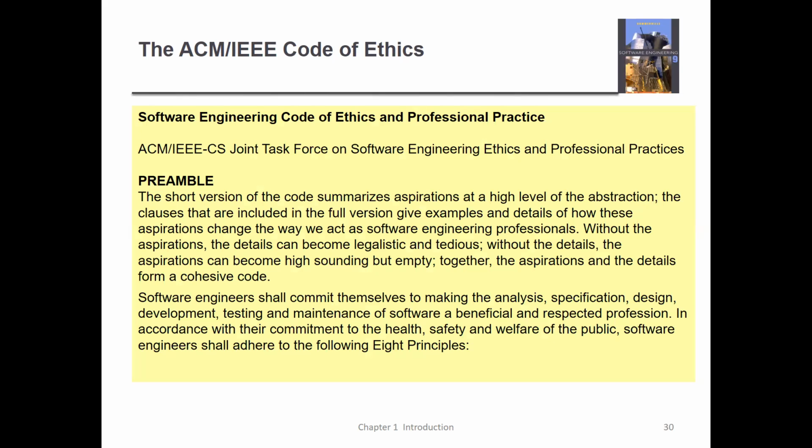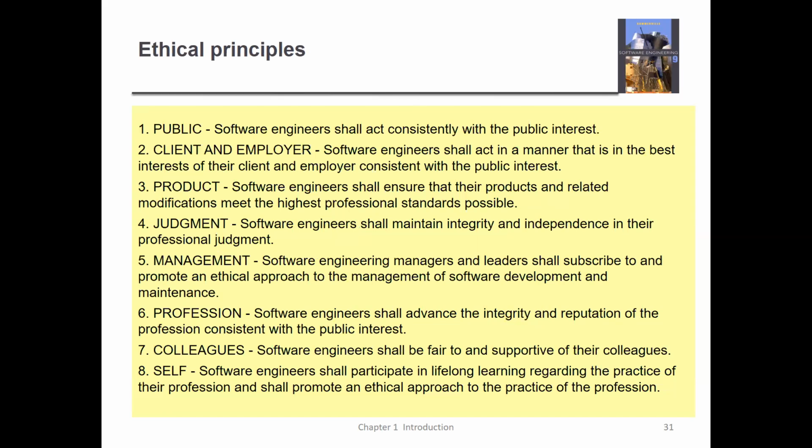So what will happen there for software engineers? Software engineers shall commit themselves to making the analysis, specification, design, development, testing and maintenance of software a beneficial and respected profession. In accordance with their commitment to the health, safety and welfare of the public, software engineers shall adhere to the following eight principles. So what are those eight principles?